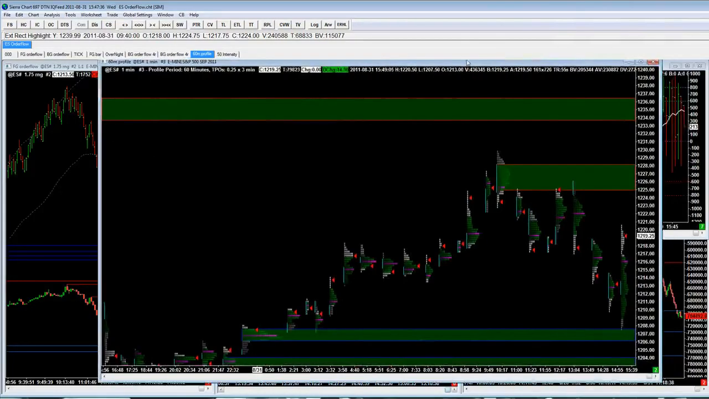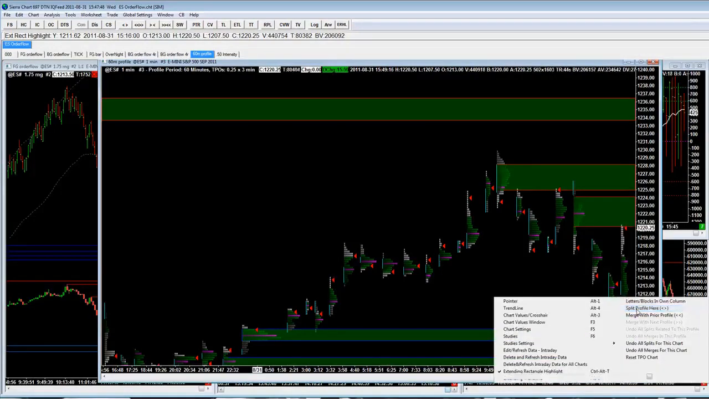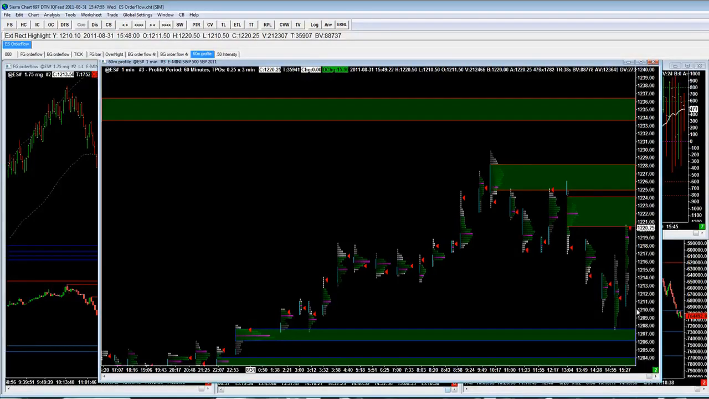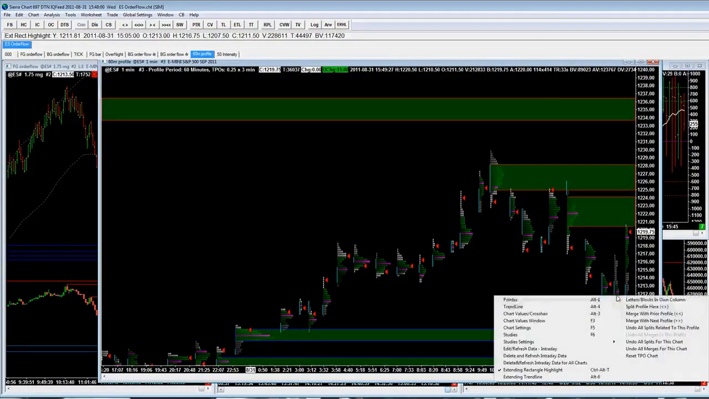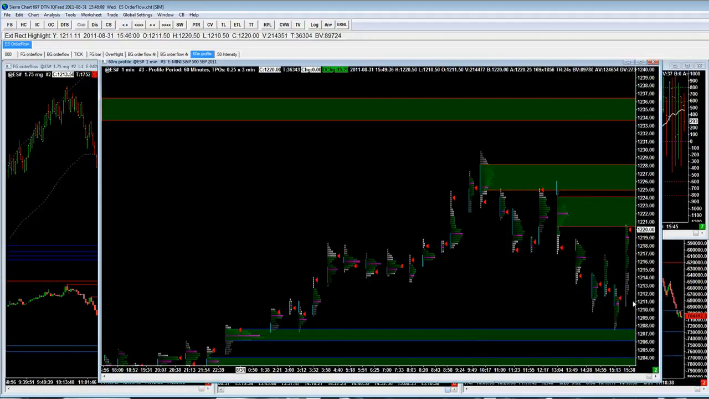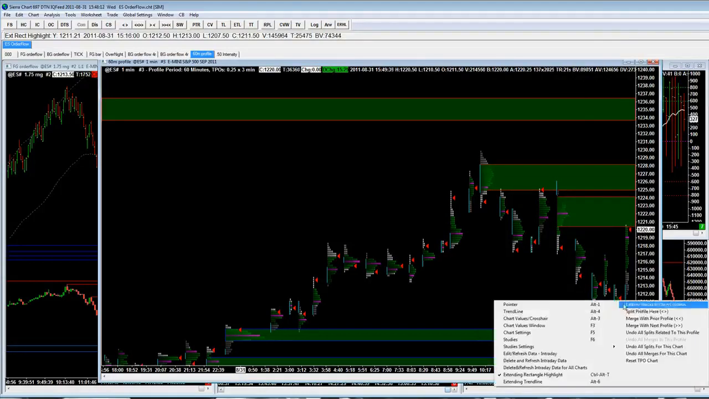So let's update new zones here. We have a nice zone up in here. Supply. Let's split this out over here. Really wide zone in here. Let's see if we could split it out again. Into the cash close here, the market's popping up.